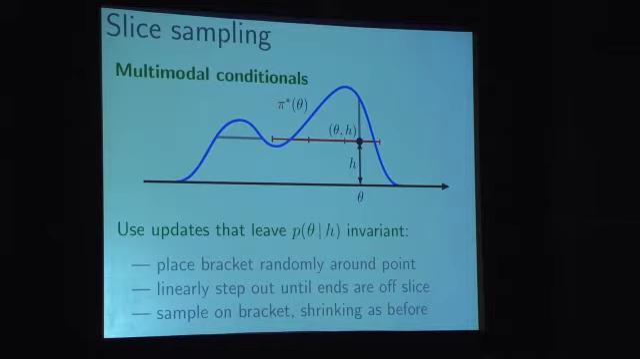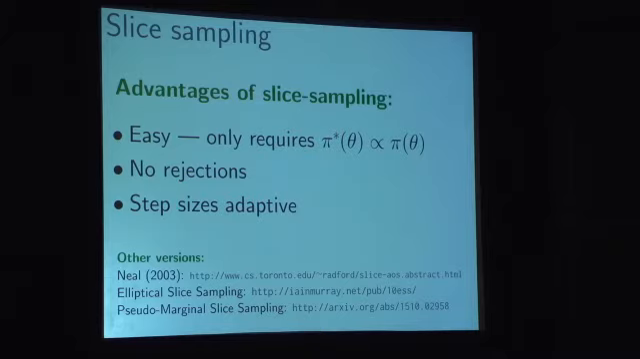You slap down some initial interval, you extend it until it sticks out of the curve, and then you just sample from it, as I showed you on the previous slide. So these algorithms are really easy to use, because unlike Gibbs sampling, you don't need to derive a load of mathematics. You just need to be able to evaluate your target distribution, which is the probability of everything. It doesn't have these rejections, so it doesn't have these long horizontal regions in a trace plot, and it adapts the step sizes. So as a first method to run, it's often the one to try.